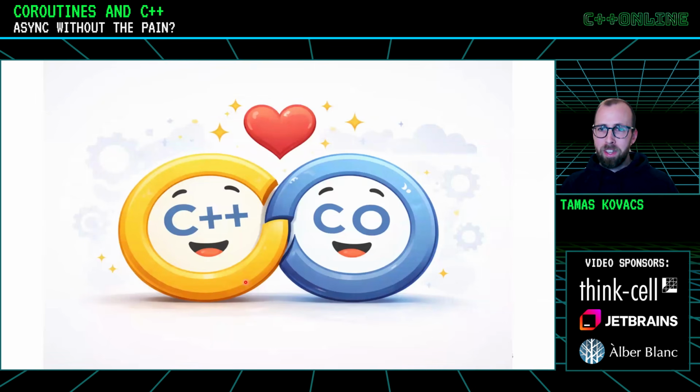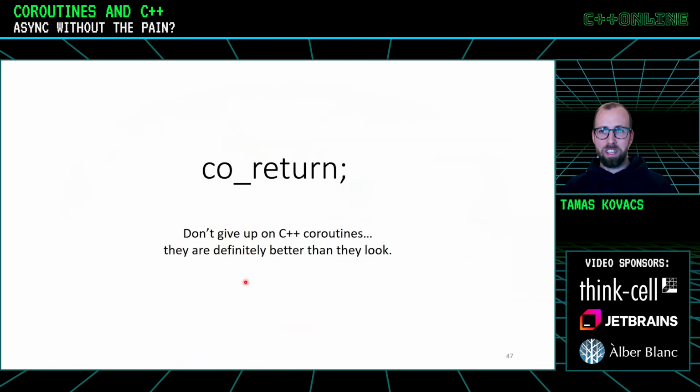So it's much better to see these happy faces now, right? I don't know if you remember, but I mentioned at the beginning that C++ had some kind of broken relationship with coroutines. That was not true. The relationship is not broken, they are just low level. So thanks for sticking with me until the end, and don't give up on C++ coroutines. They are definitely better than they look.